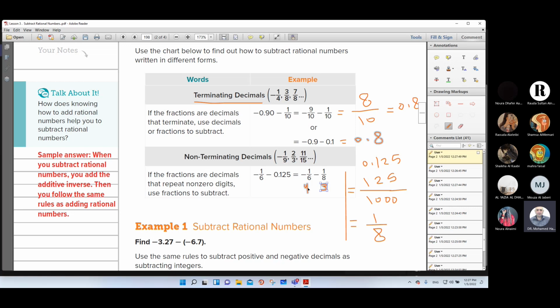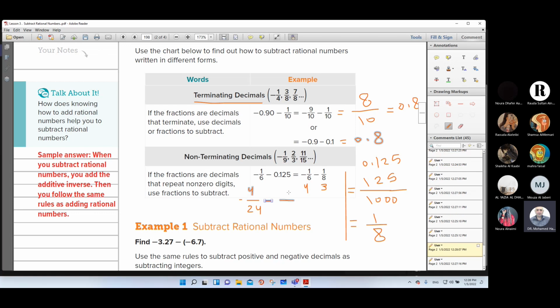So multiply the first fraction by 4. So you will get negative 4 times 1 will be 4, 4 times 6 will be 24. Minus. Multiply the second fraction by 3. 3 times 1 will be 3. And 3 times 8 will be 24.